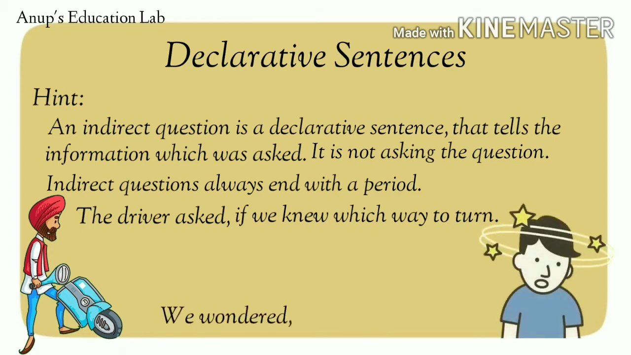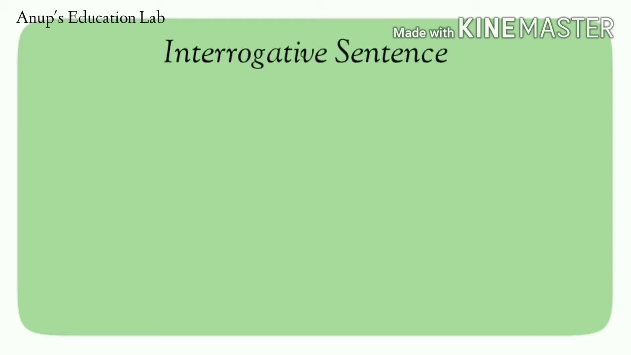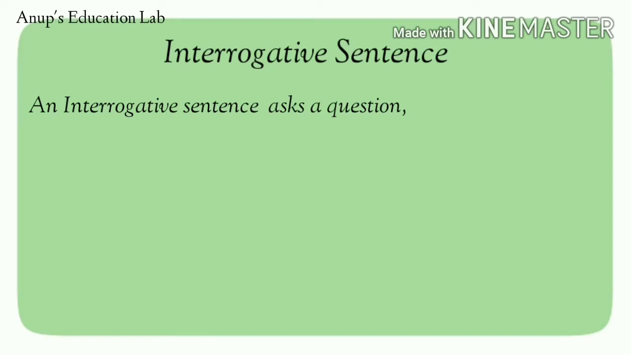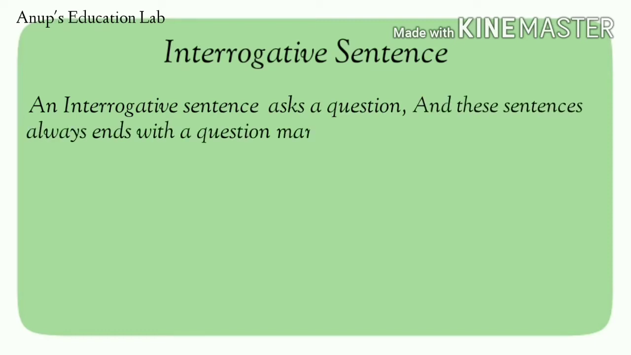We wondered if it was going to rain. This sentence, too, like the earlier example, is an indirect sentence which seems like a question, but it is a declarative sentence. Let us try to understand an interrogative sentence now. An interrogative sentence asks a question, and these sentences always end with a question mark.